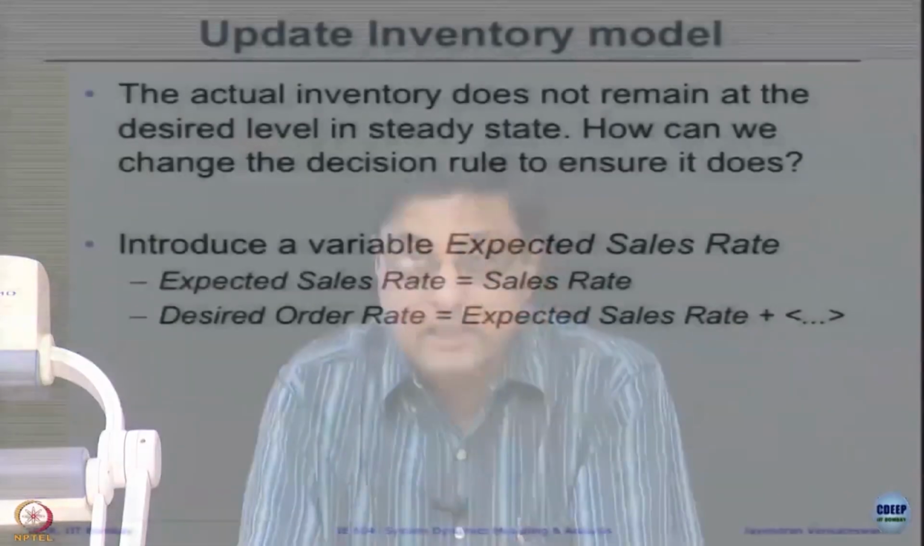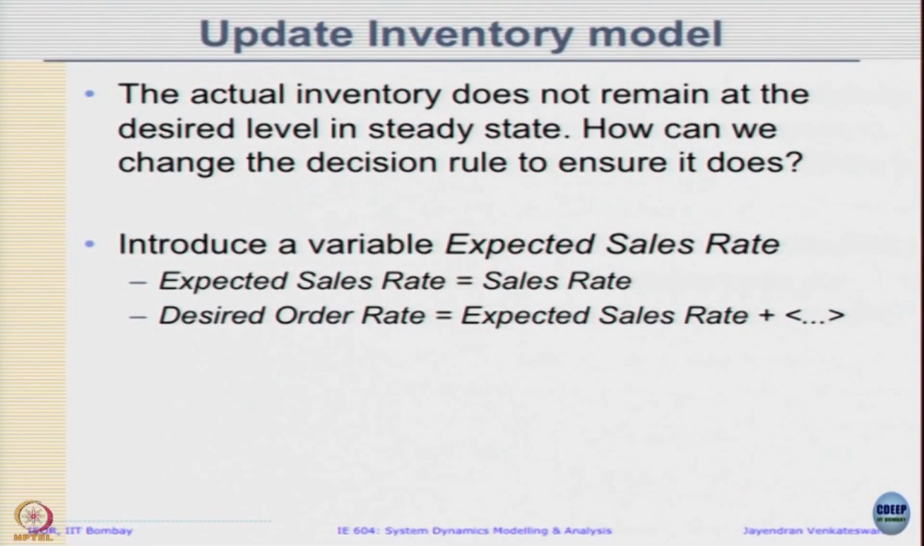Let us introduce a new variable, expected sales rate. Let us just make expected sales rate equal to sales rate, and let us make desired order rate equal to expected sales rate plus whatever equation you wrote inside your desired order rate. So, let us just do both these. Introduce a new variable, expected sales rate, connect sales rate to expected sales rate, and desired order rate now has an additional input called expected sales rate, plus your inventory gap divided by time to adjust inventory.